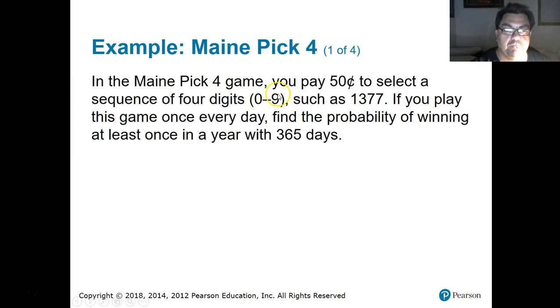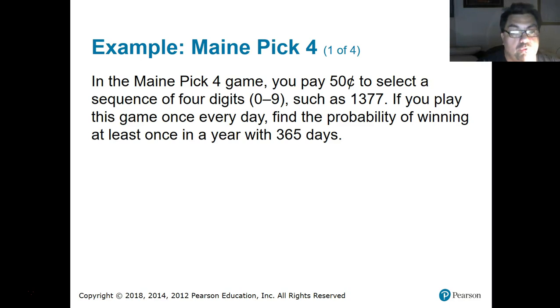All right. In Maine's Pick 4 game, you pay 50 cents to select a sequence of 4 digits such as 1, 3, 7, 7. If you play this game once every day, find the probability of winning at least once in a year with 365 days.